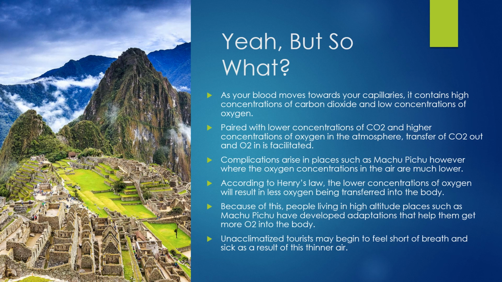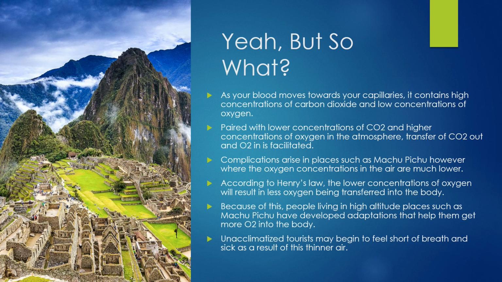Well, that's cool and all, but how would this be useful to us? Gas exchange in the alveoli rely heavily on the partial pressures of O2 and CO2 in the blood and atmosphere. The body pumps low concentrations of O2 and high concentrations of CO2 to the alveoli. The atmosphere contains higher concentrations of O2 and lower concentrations of CO2, facilitating diffusion of CO2 out and O2 into the blood. But what happens when the atmosphere contains lower pressures of both CO2 and O2?